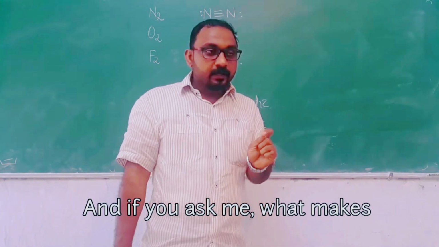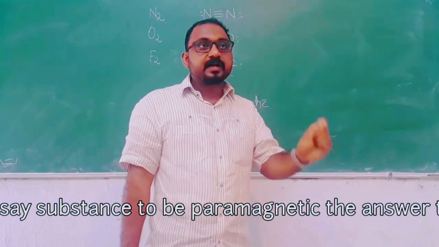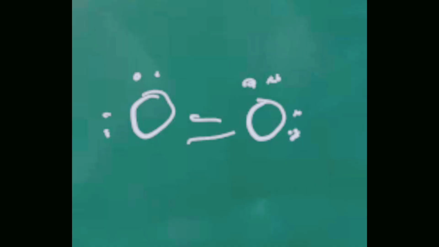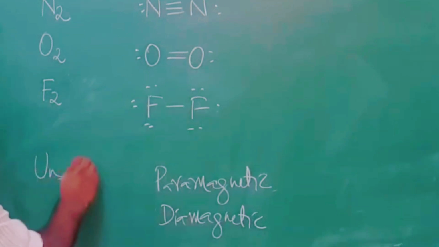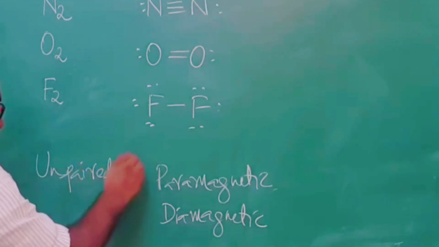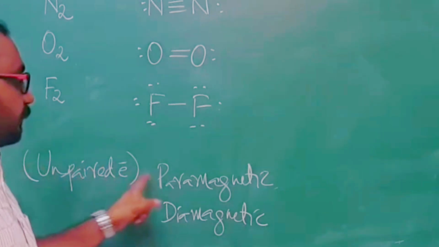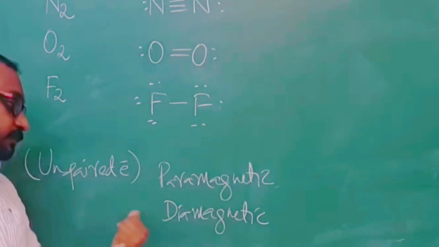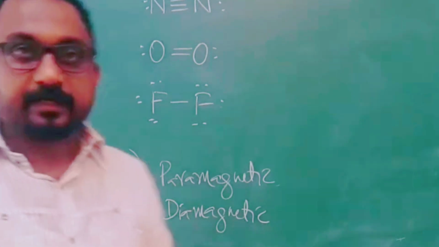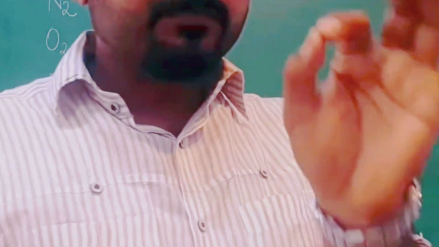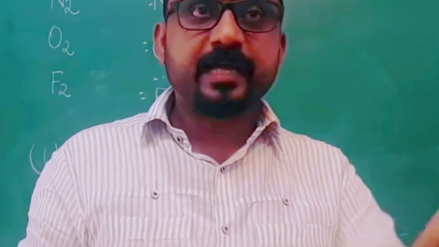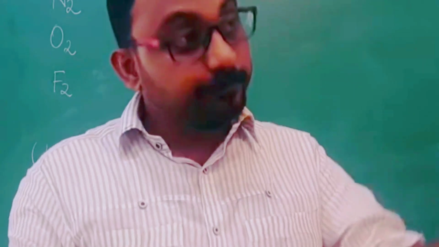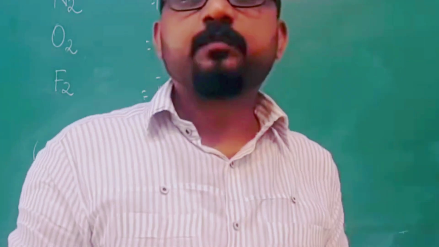And if you ask me, what makes a substance paramagnetic? The answer is, if there is an unpaired electron in a substance, that will be paramagnetic. If there is no unpaired electron, that is diamagnetic. So, the presence of an unpaired electron will make a substance paramagnetic. The absence of an unpaired electron will make the substance diamagnetic.